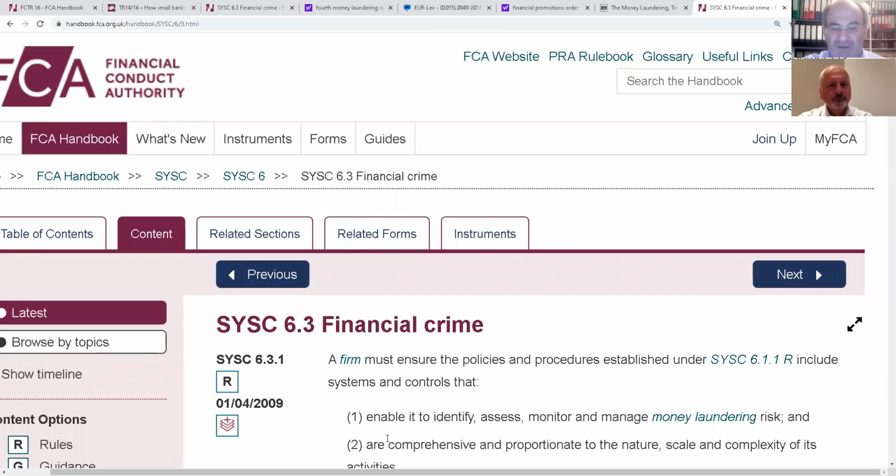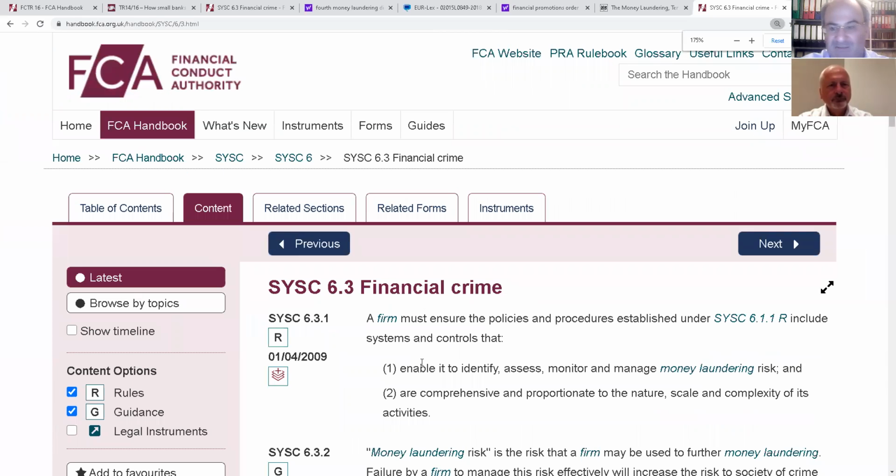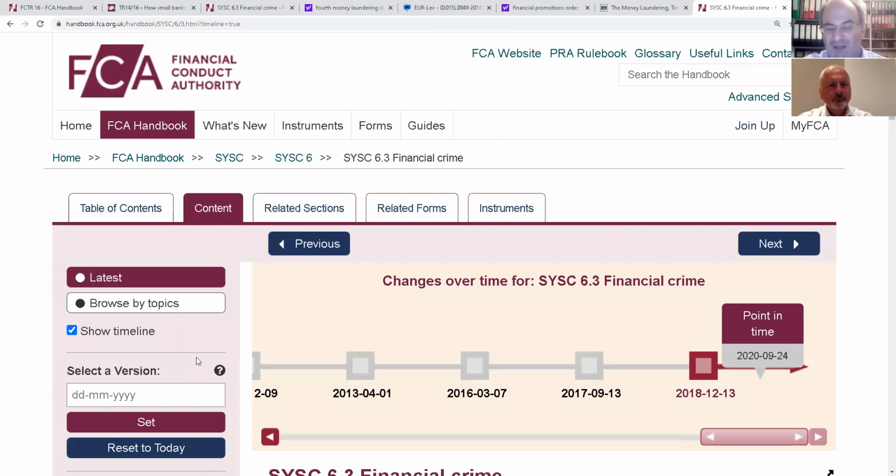Just to begin with, I want to reduce the size of my screen very slightly for a practical reason, which is I want to be able to set up the timeline. This shows you how to discover what the rules used to look like, and whether various things that have been adopted by the board of the FCA actually come into existence.